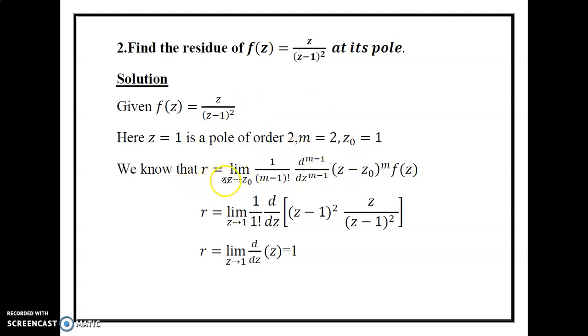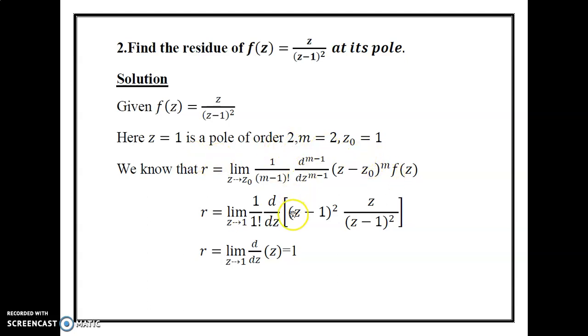We know that the multiple pole formula is R equal to the limit as z tends to z0 of 1 divided by (m minus 1) factorial into d to the power m minus 1 by dz to the power m minus 1 of (z minus z0) to the power m into f of z. Here m is the order value. Order is 2. Here z0 is equal to 1.